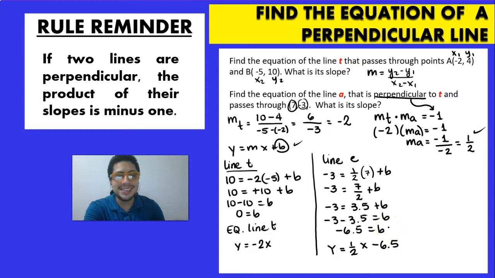And there you have it, guys. You just need to find the slope, find the relationship between the slopes with the perpendicular line, and then find the value of b in each one, and then you have it. You have found the equation of a perpendicular line.